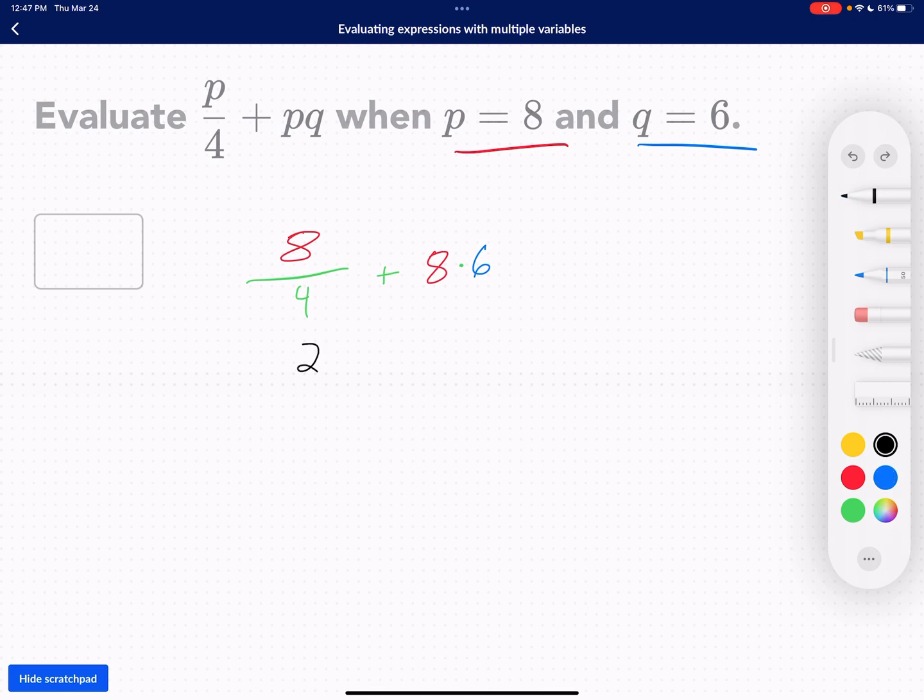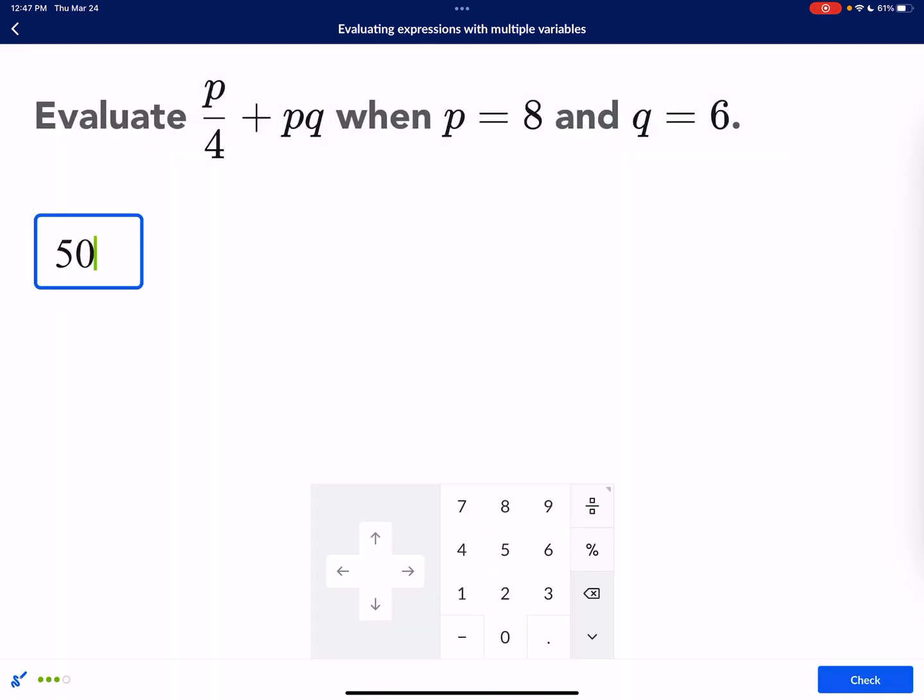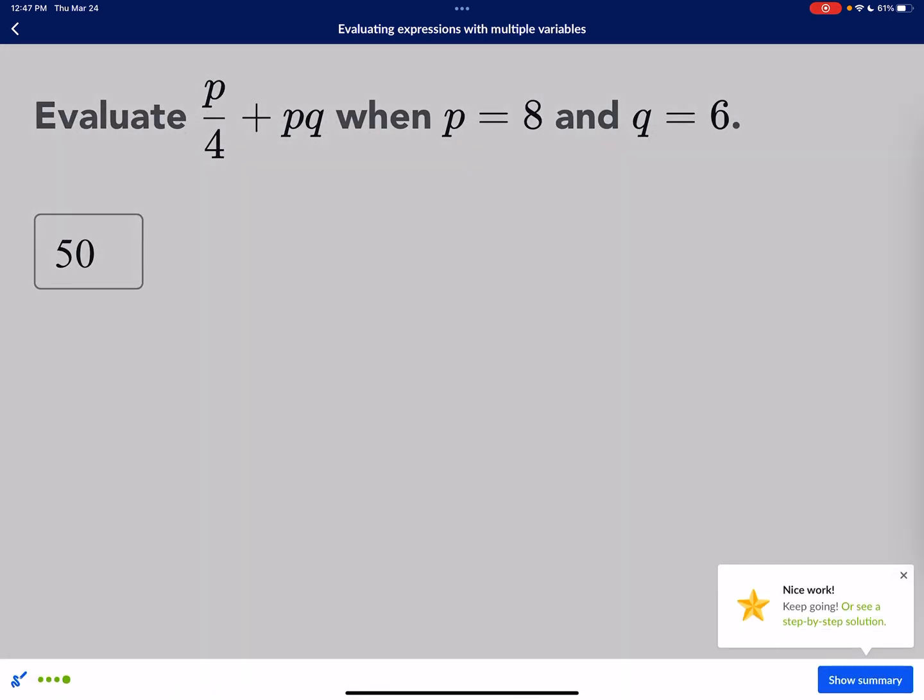So 8 over 4 is 2. 8 times 6 is 48. So my final answer should be 50. Unless I made a tiny arithmetic mistake, which happens.